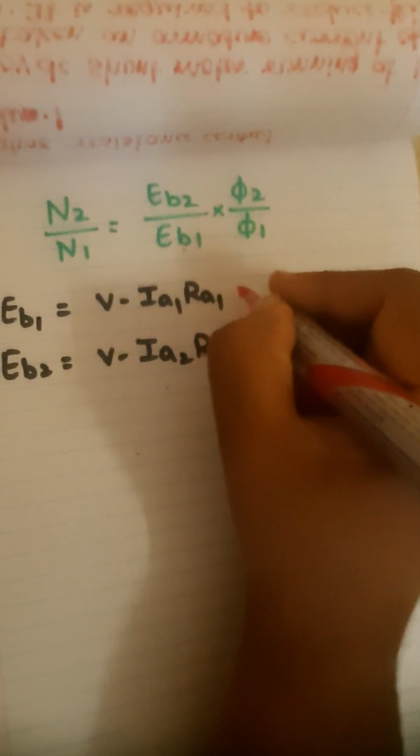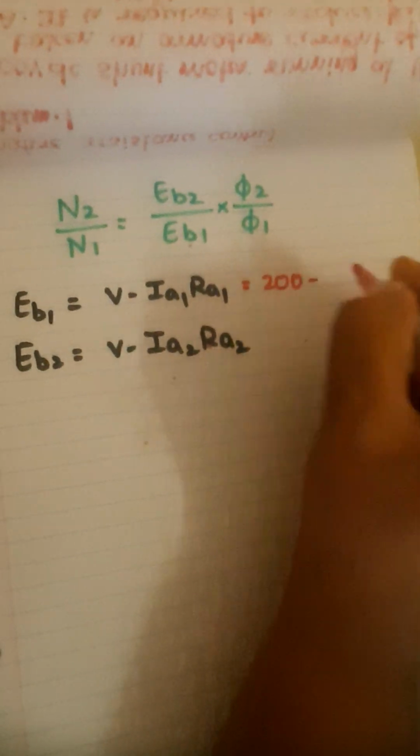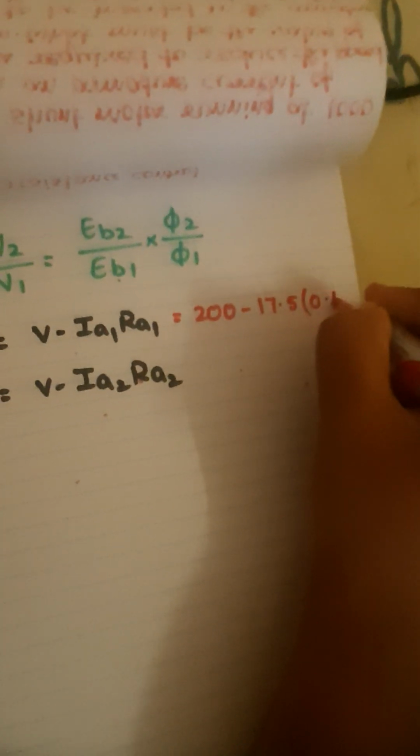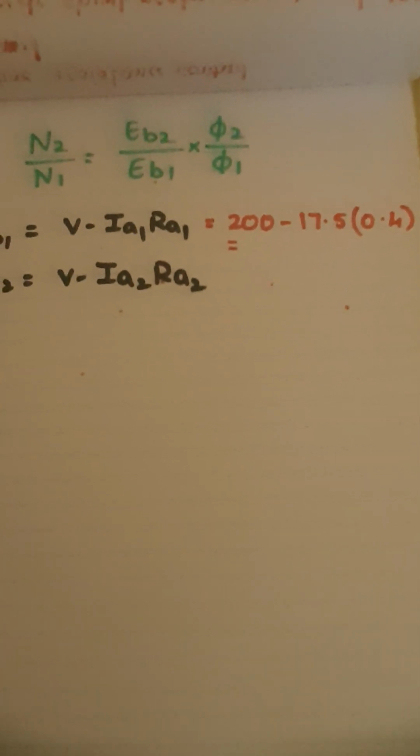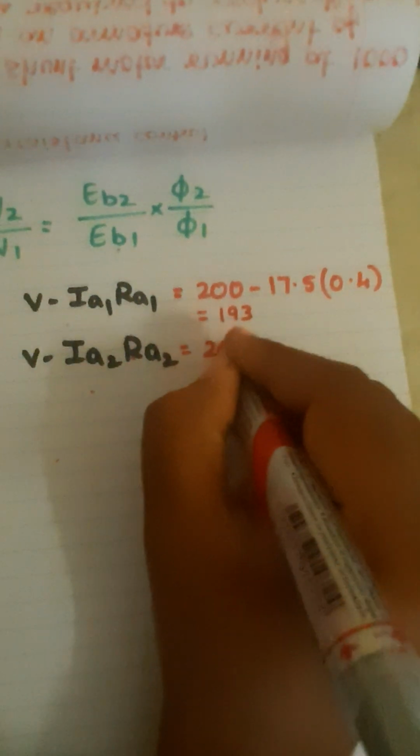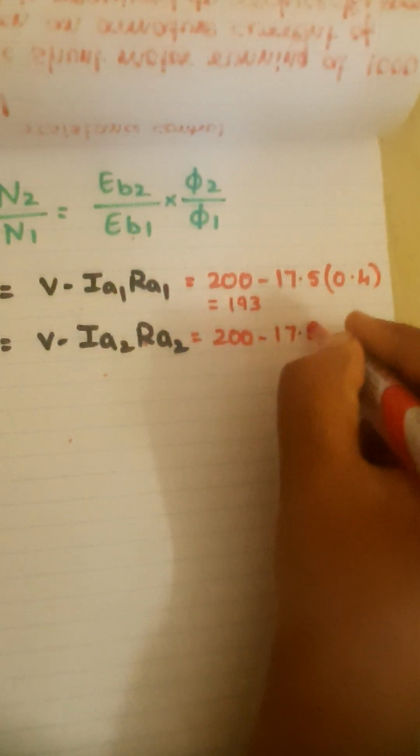Now what is my V? The input voltage is given as 200. So 200 minus IA1, which is 17.5, into RA1, which is 0.4. Calculating 200 minus 17.5 into 0.4 gives 193. So EB1 is 193. V is 200 because the input won't change. IA2 is 17.5 because armature current is constant, but we don't know RA2, so leave it like this.